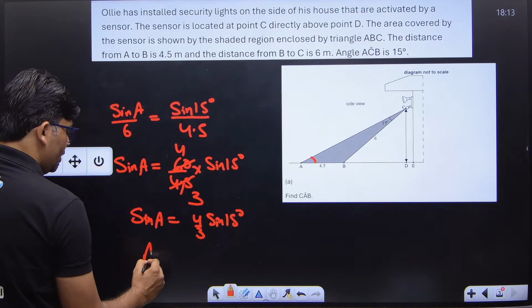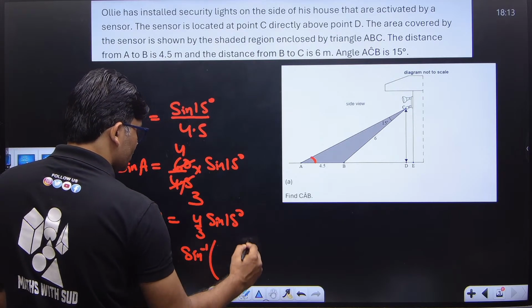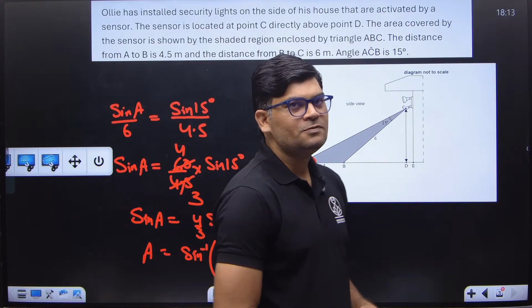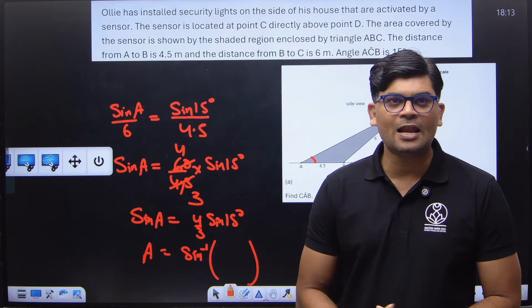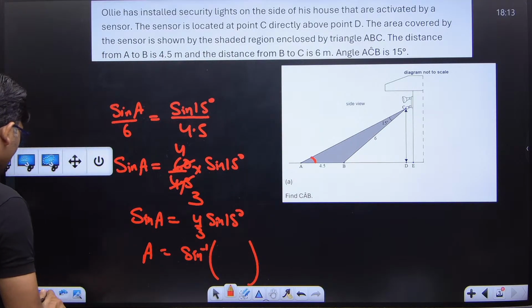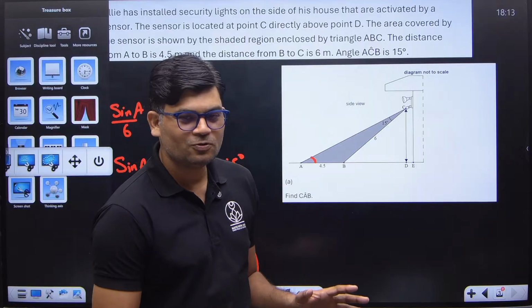So A will be equal to sine inverse of this particular value. First we need to find this. So let us find out. For that we need a calculator. Without the calculator we can't do it. Nobody is born in this world who can remember all the values, like sine 15 degrees. No, nobody can do that.